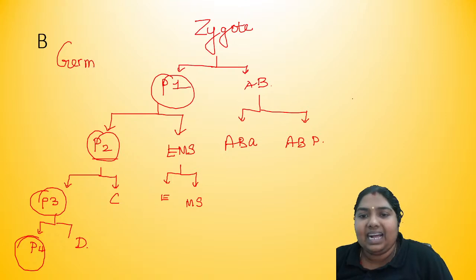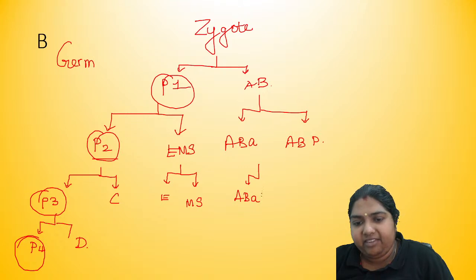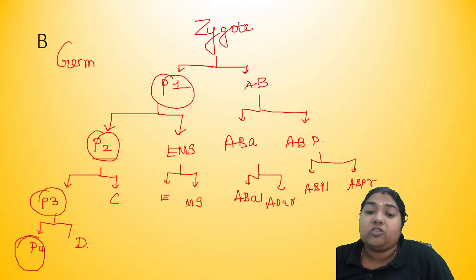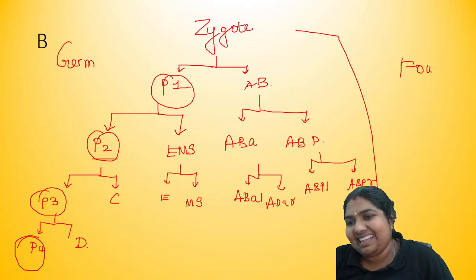Okay, so all the others, this is going to form your ABA left. This is forming your ABA right. This will form your ABP left. This will form this ABP right. Okay, right. So these and all they are going to form the founder cells.